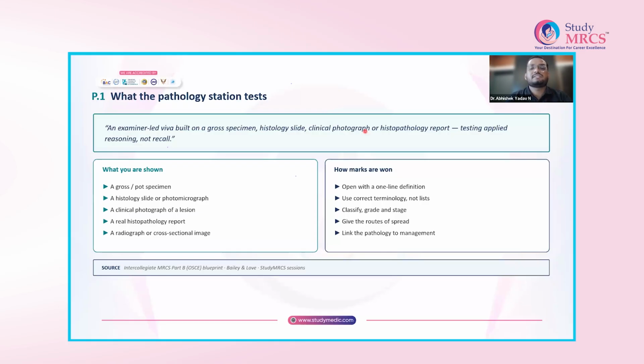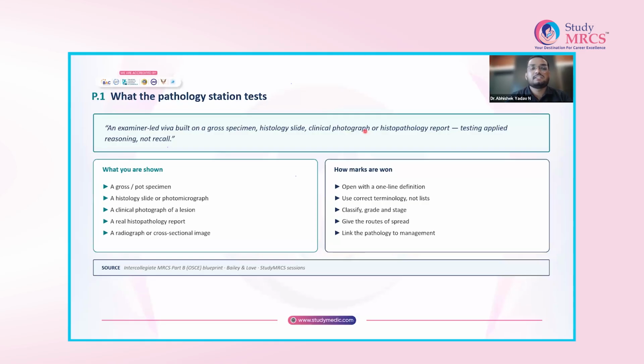Third, when you mention the classifications, the grading and the staging system, you will always get extra marks. The same goes for the route of spread when you're talking about malignancies, and for the management. Since it's the pathology station, we're going to talk more about the pathology rather than the management, but we should always answer the management if the question asks for it, according to our pathology-related management, rather than the clinical side.